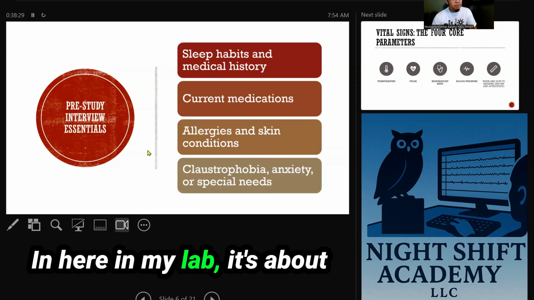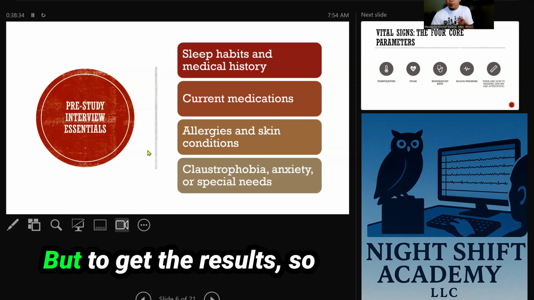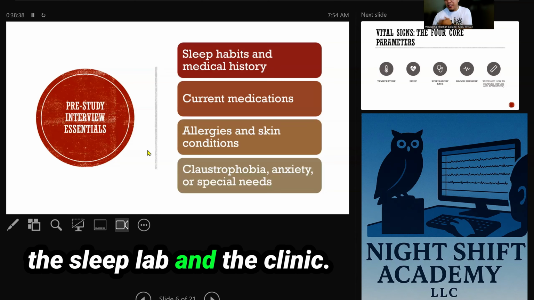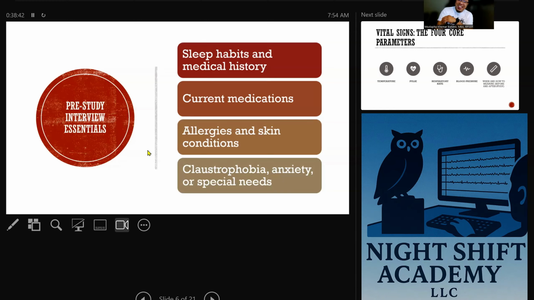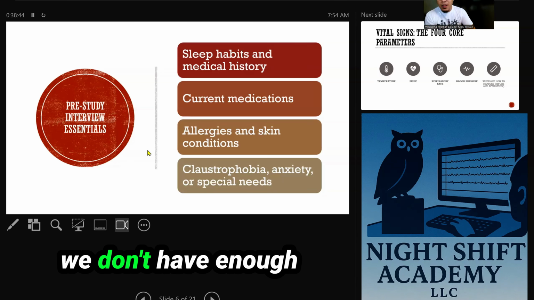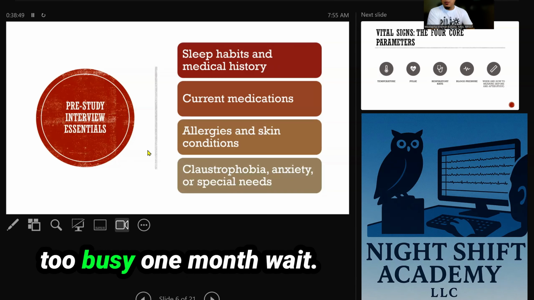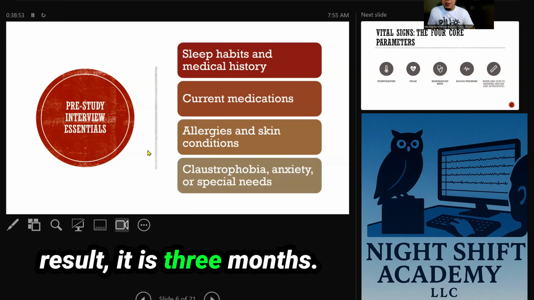Here in my lab, it's about a month. But to get the results, we have both the sleep lab and the clinic, so to get their test result, they have to wait 3 months. It's ridiculous because we don't have enough rooms for the clinic. So the sleep lab is not too busy, a 1 month wait, but to get their test result, it's 3 months.